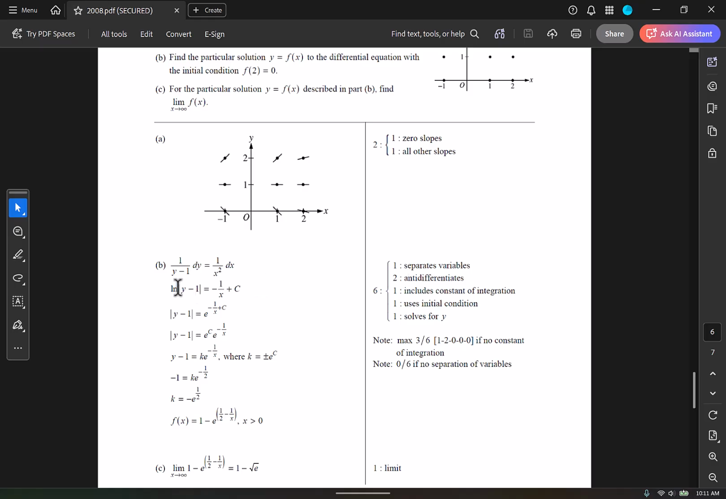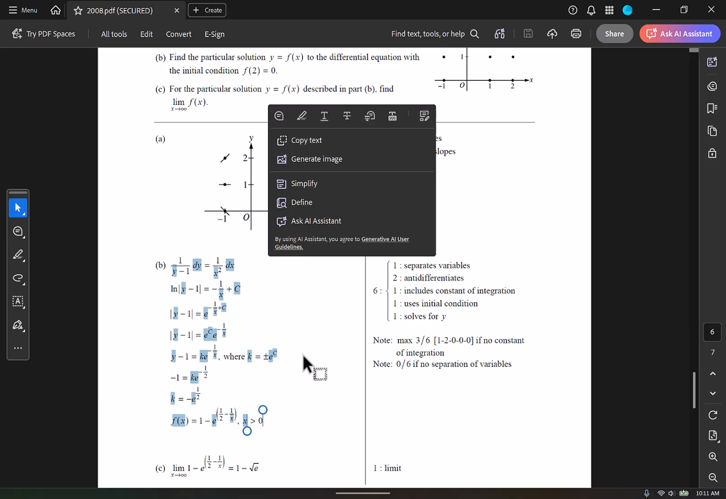antiderivative. So did we get the correct antiderivative? ln of absolute value y minus 1, negative 1 over x plus c. It looks like they solved for y first, and then they solved for the k. It's not a big deal. See, this is how the rubric for that they have. We got the correct answer, and here's my f of x: 1 minus e to the half minus 1 over x, as long as that's greater than 0. They'd like for you to state the domain, but you don't have to.